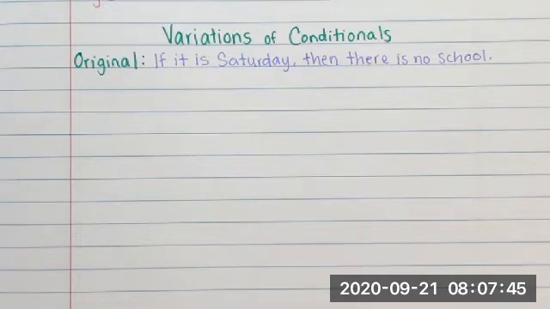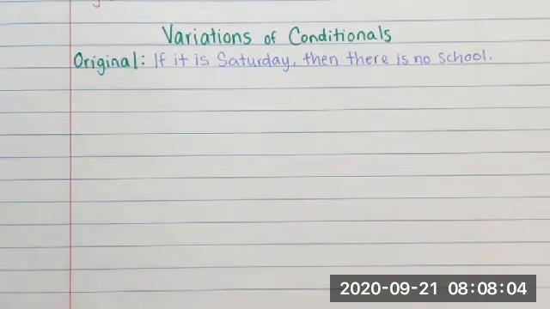So we're going to take this statement at face value. We're going to assume that this is based on a traditional 5-day school week where you go to school Monday through Friday and not on Saturday and Sunday. So we're not going to count Sunday school, Saturday school, any of that stuff.